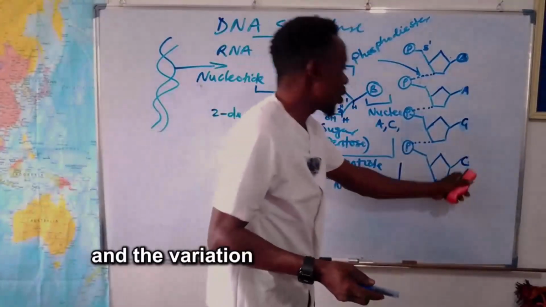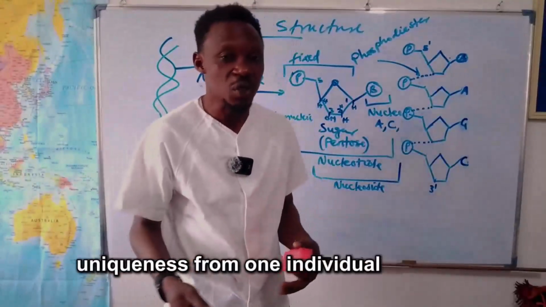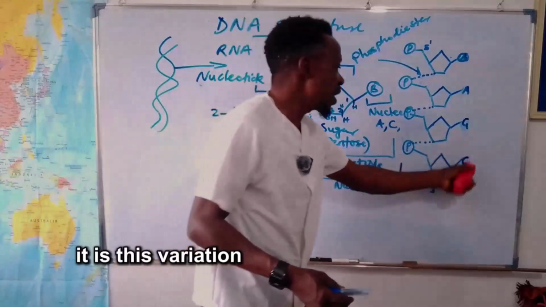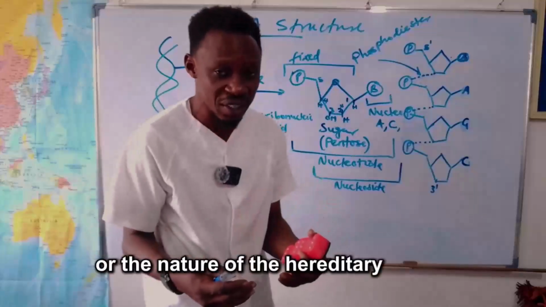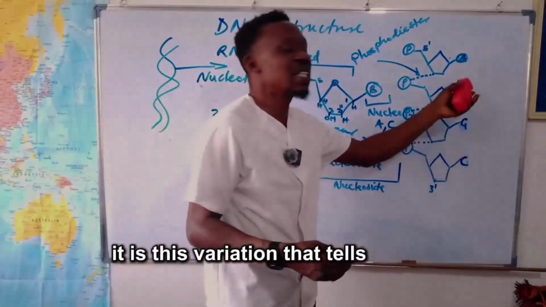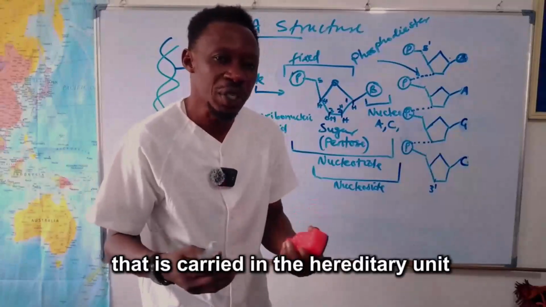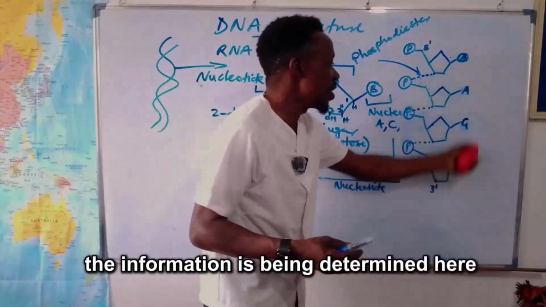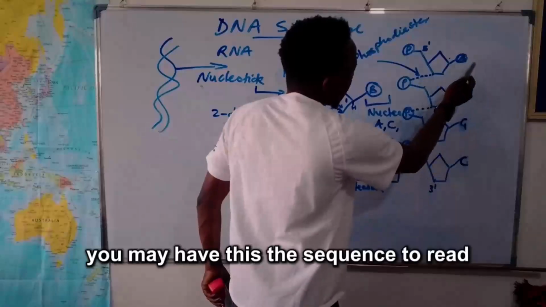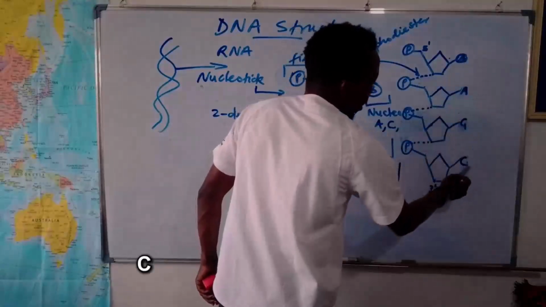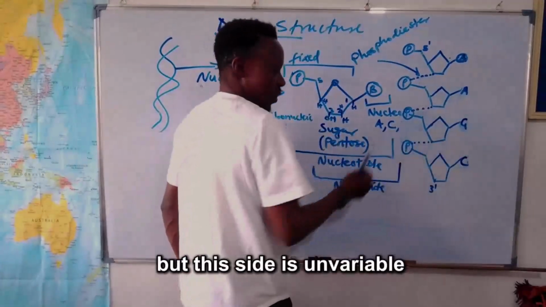And the variation of the nucleobases is actually what brings about uniqueness from one individual to another. It is this variation also that determines the nature of the gene or the hereditary material. It is this variation that tells you the information carried in the hereditary unit. So if you're going to sequence this strand of DNA, you may have the sequence read something like A, G, C. So this side is variable, but this side is not.